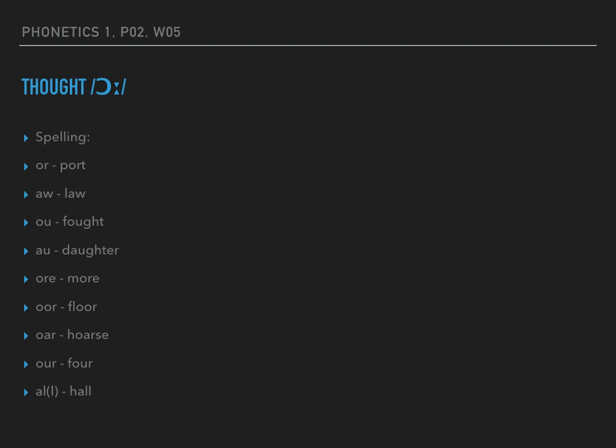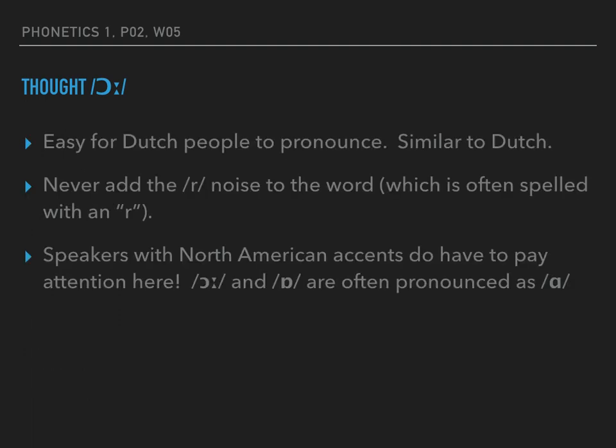So all of these words right here are going to be pronounced with a very long vowel, and as you can see, there are various spellings that we can use. The thought vowel is easy for Dutch speakers to pronounce because it's similar to the Dutch sound. However, we don't ever add the R to the sound when we're speaking in RP.